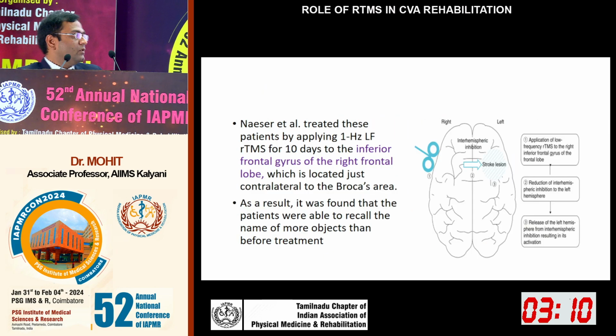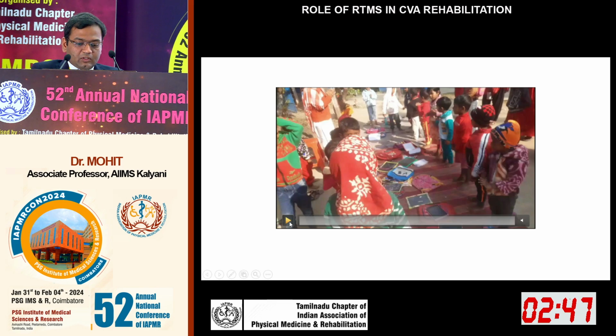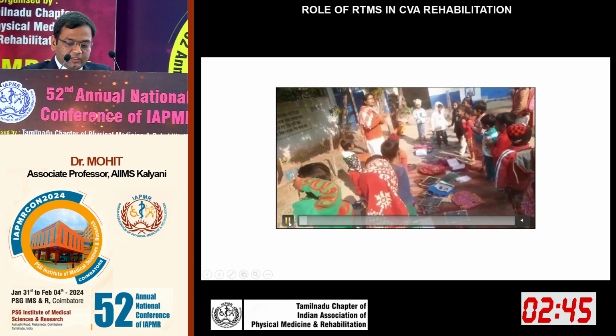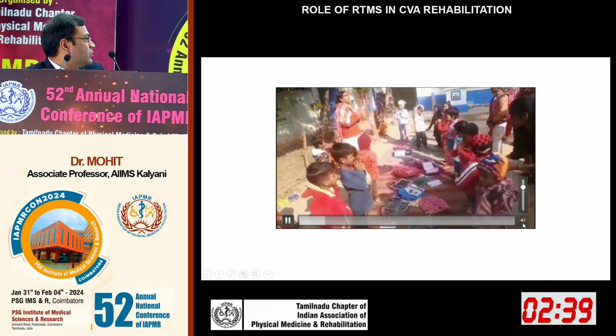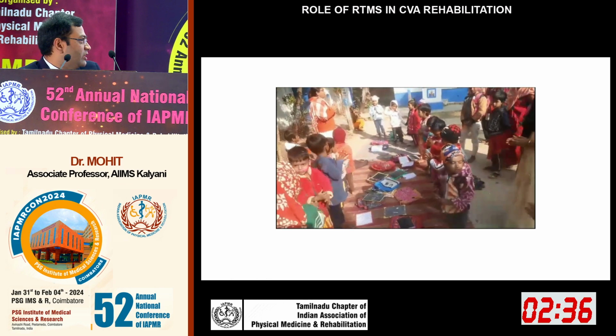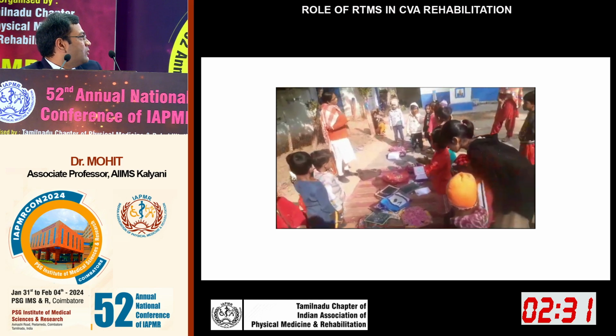As per the study, Nizar et al. applied low frequency rTMS for 10 days in the inferior frontal gyrus of the right frontal lobe. As a result, it was found that patients are able to recall the names of more objects than before the treatment. So, this is a patient with a history of repeated stroke, reported to our OPD. Her main concern is speech. Given the rTMS, we observed much improvement in the speech, and as she is an Anganwadi worker, she is able to take classes with better speech.